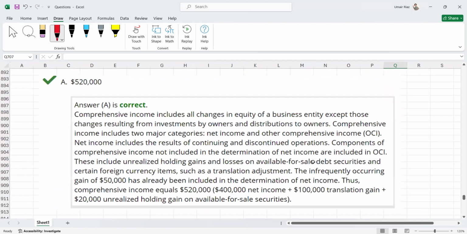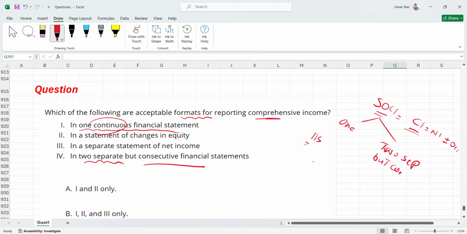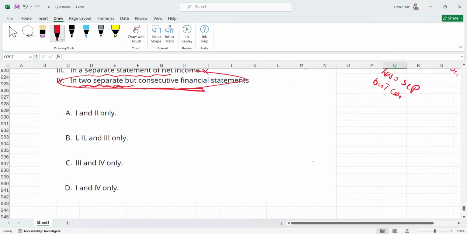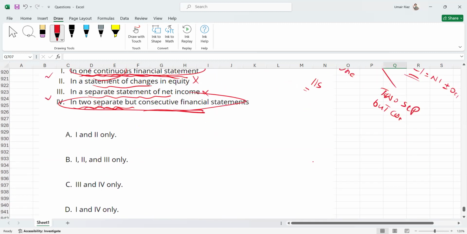So here they're asking which of the following are acceptable formats for reporting comprehensive income. There are two acceptable formats: number one, one continuous financial statement, and number four, two separate but consecutive statements. These are the only two options. In the statement of changes in equity, no. In a separate statement of net income, no. Actually, these are the only two acceptable ones. So options 1 and 4 are correct. So D option is correct.